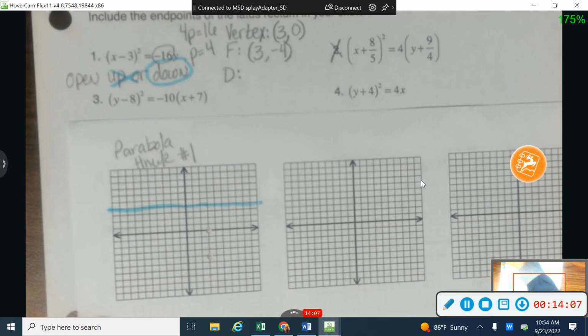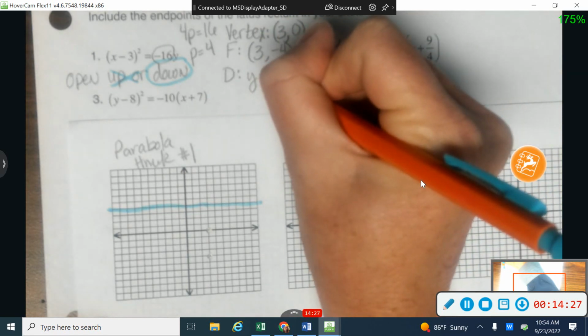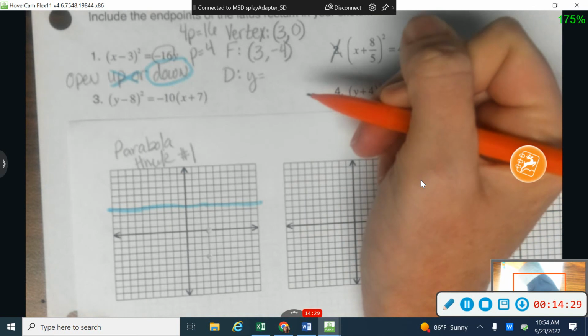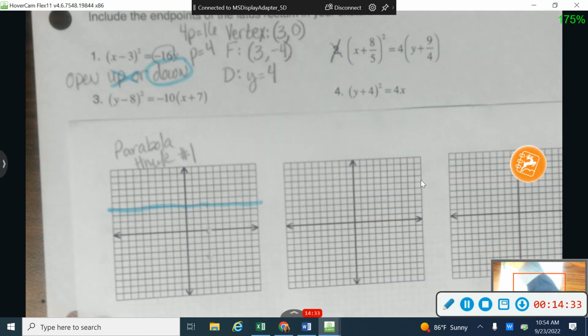Okay, to name it, I'm going to name a line. So a line that crosses the x-axis is an x equals line. The line that crosses the y-axis is a y equals line. So what do I have on this one, x or y equals? Y equals, good, because we're crossing the y-axis. Where are we crossing the y-axis? 4. That's right. Good. So my directrix is going to be at y equals 4.